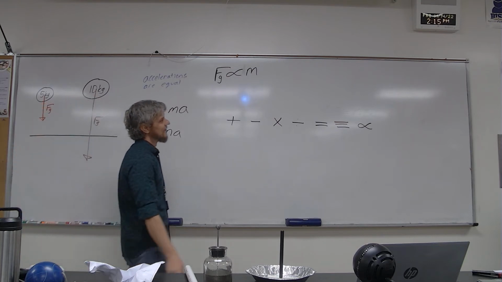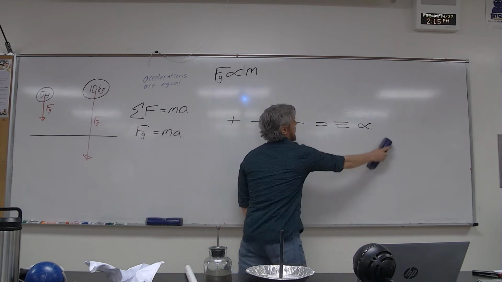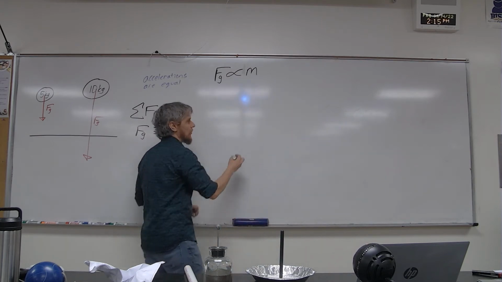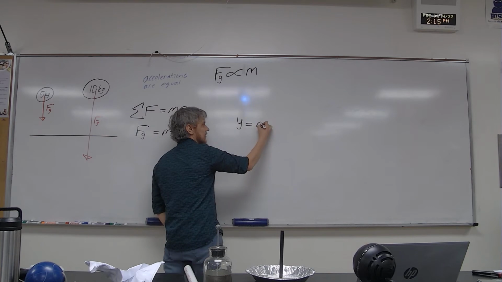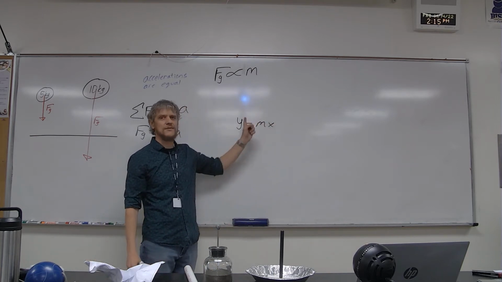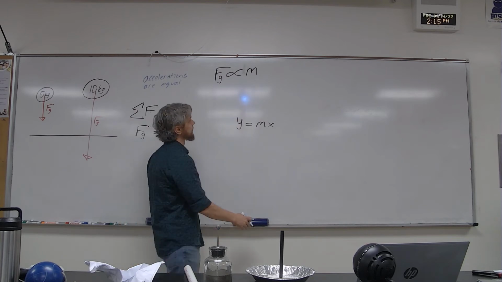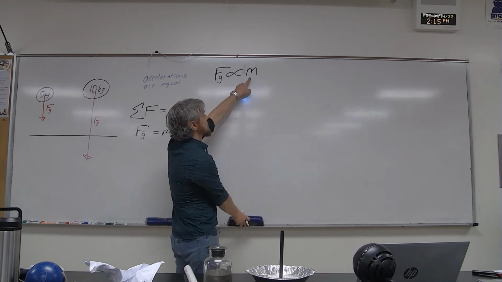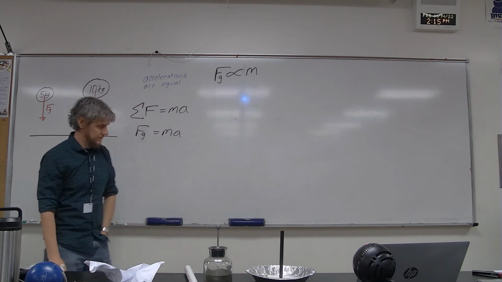So this just means it's proportional. You guys know what it looks like if y is proportional to x in an equation? It looks like this, right? Y directly proportional to x. If x goes up, y goes up. If x goes down, y goes down. So this just means as mass goes up, the gravitational force goes up.